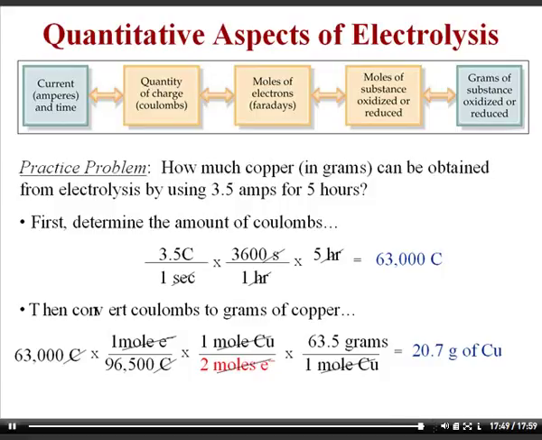So it's going to take 5 steps altogether, 5 conversion factors altogether, and I broke it up into 2 parts, but you could actually do it in one gigantic conversion. So it ends up being 20.7 grams of copper.